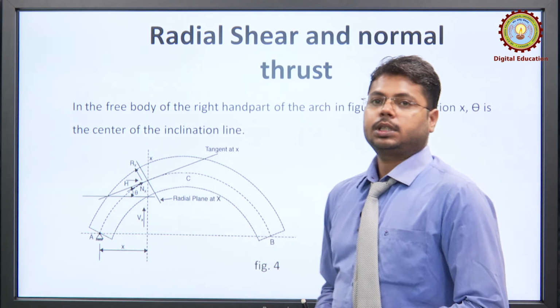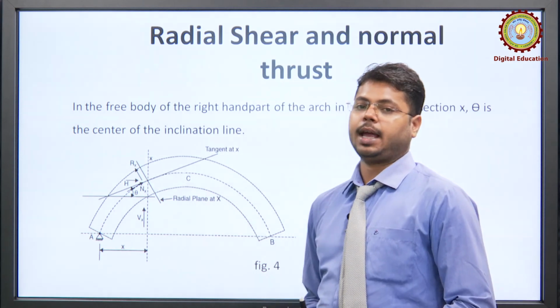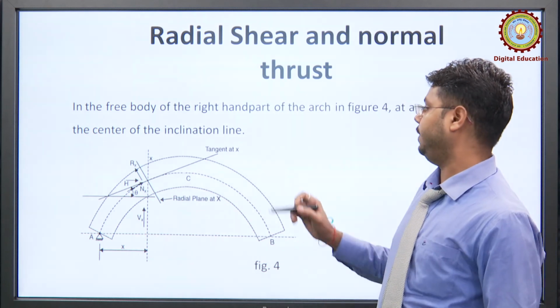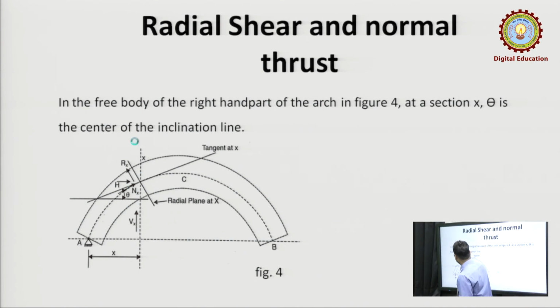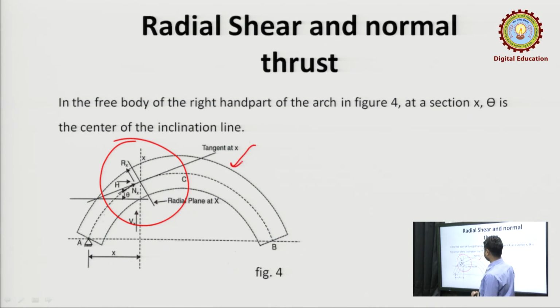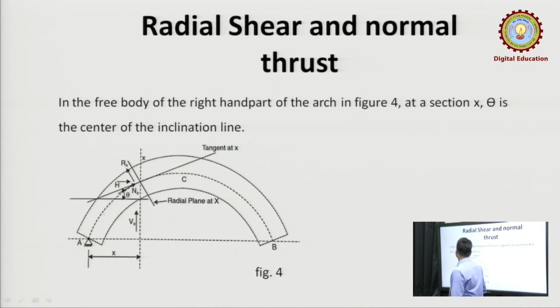So we are going to discuss some more ILD diagrams for radial shear and normal thrust. How can we calculate and how can we draw that? You can see here a free body diagram of an enlarged view of a curved beam. You can see there is an enlarged view of the beam having an axis. This is your axis of the beam.